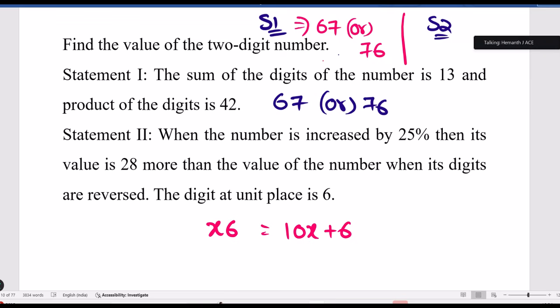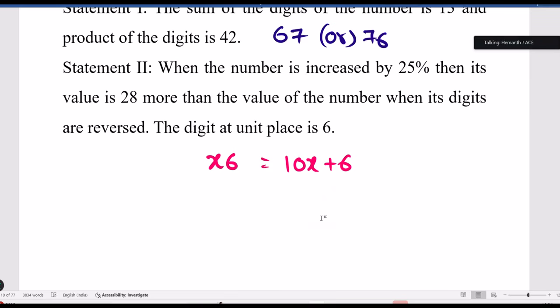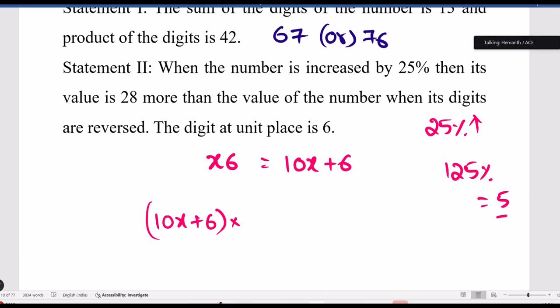Now as per the question, what they conveyed: when this number is increased by 25%, that means 1 by 4 increased, 5 by 4 we can write. 25% increased means we should write it like 125%. 125% means 125 divided by 100, which is 5 by 4.